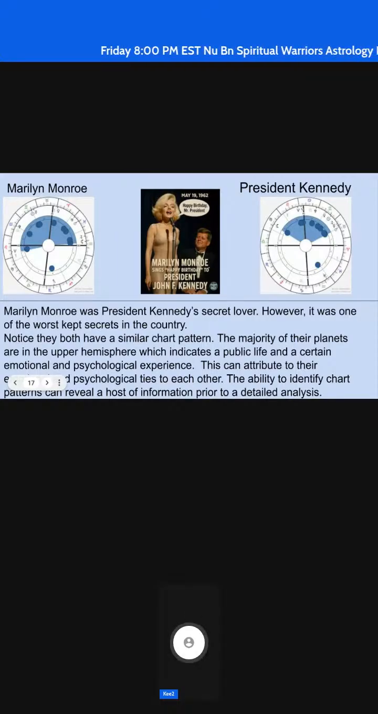Marilyn Monroe was President Kennedy's secret lover. However, it was one of the worst kept secrets in the country. Notice, they both have a similar chart pattern. The majority of their planets are in the upper hemisphere, which indicates a public life and a certain emotional and psychological experience. This can attribute to their emotional and psychological ties to each other. The ability to identify chart patterns can reveal a host of information prior to a detailed analysis.